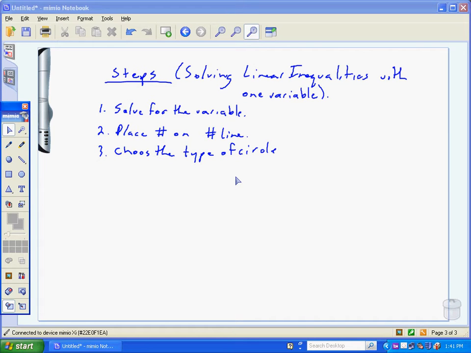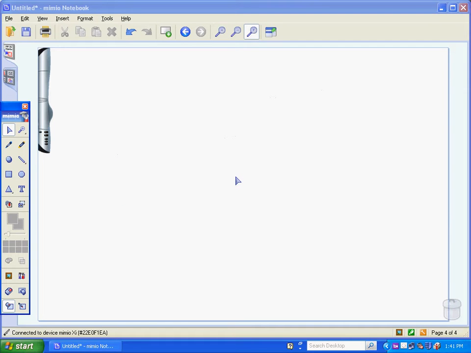We'll talk about that. And then 4, draw the arrows. Arrow to show solution. Okay? And there's a whole other stage to writing solutions. There's different ways we can write this stuff, but we won't get into that this time.